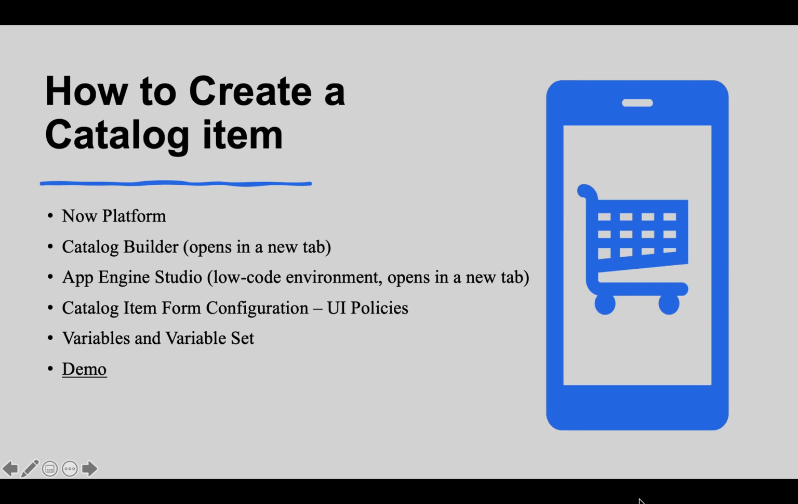How to create a catalog item. You can create a catalog item in ServiceNow using Now Platform, Catalog Builder, or App Engine Studio. First, I'm going to demonstrate how to create a catalog item in the Now Platform. Then we move on to the other two methods. You will also learn how to configure the catalog item form and variables for each of the two. Let's have a look in the platform.